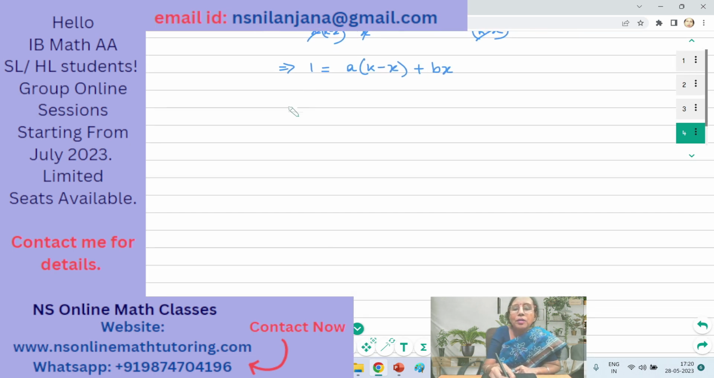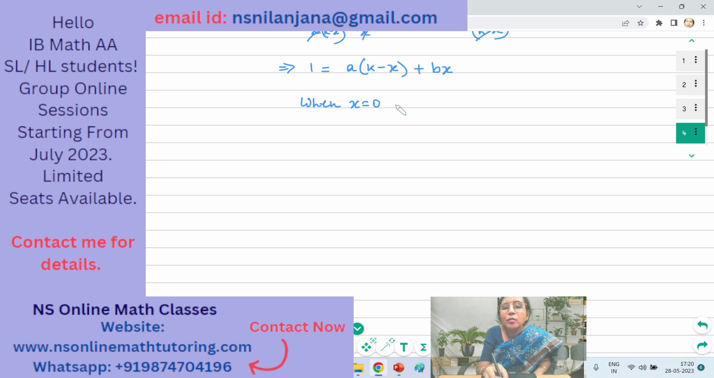Now, if we put x equal to 0, because we have to find the values of a and b. I am putting x equal to 0. You can put any number. Doesn't matter which value of x you are taking, because a and b are constants and they have the same value for every value of x. Okay, so it doesn't matter what value of x we are taking.